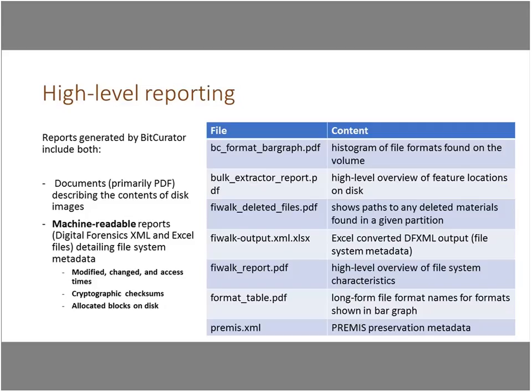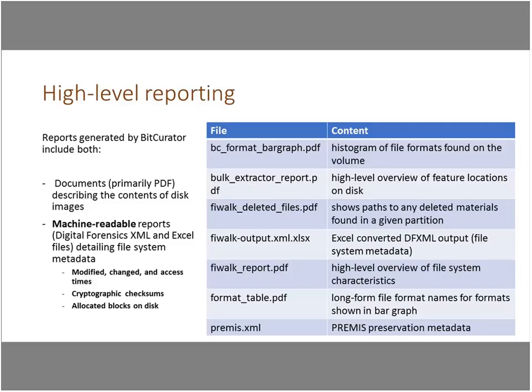So, just a quick review of what the other reports look like. There are some PDFs that include an overview of the feature locations on disk that were identified by Bulk Extractor, and an overview of any deleted files that were found on a given partition. There's the Digital Forensics XML output. This would be the file system metadata, so this will include things like modified, access and change times for every file on disk, cryptographic checksums, and links to show you exactly where the allocated blocks on disk are for the individual files. Now, again, this may sound very low level, but for certain types of recovery scenarios, this may be useful.